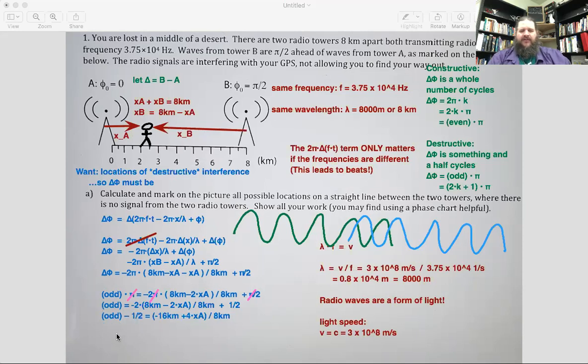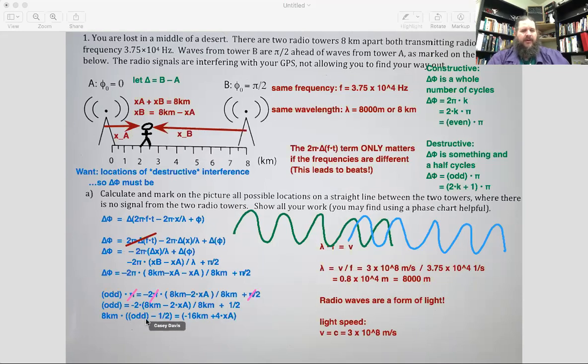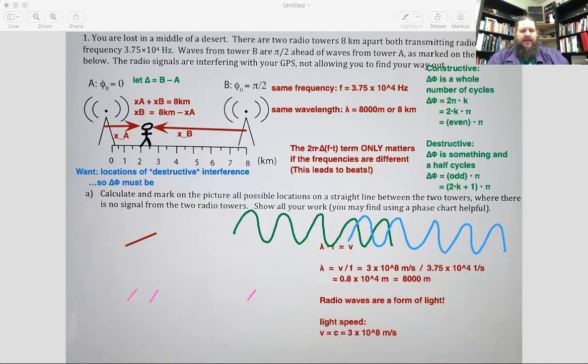And then what's the next thing we want to get rid of? You want to multiply by 1/8. Well, it's already multiplied by 1/8, so what's the opposite of that? Oh, sorry, multiply by 8. Yeah, multiply by 8 kilometers. So 8 kilometers times some odd number minus 1/2. And then what else do we need to get rid of here?